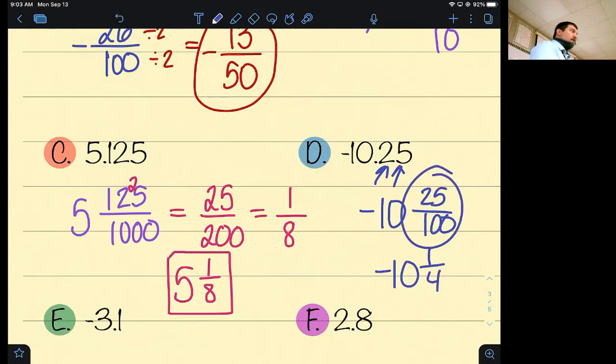If you didn't memorize it, then you're going to have to write that and you're going to have to reduce it. And it reduces by 25. 25 goes into 25 once, and we just said 25 goes into 100 4 times. So you have to reduce it unless you already had it memorized. If you already had it memorized, you could jump right to the answer, negative 10 and 1/4.